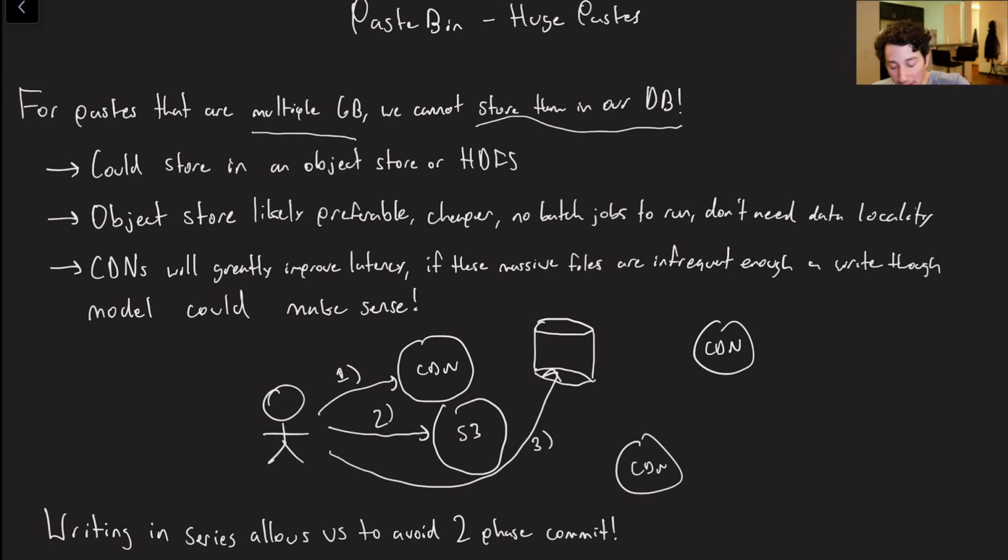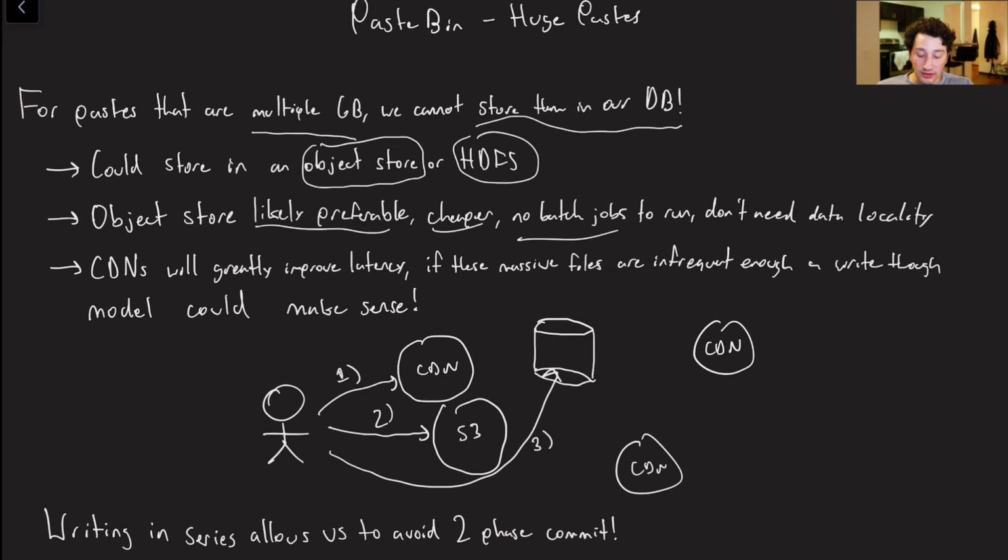So a few options that we have, one of which is storing them in HDFS, which we probably shouldn't do because it's generally more expensive, especially considering that we don't need the data locality of being able to run batch jobs where our pastes are stored because there's no batch jobs to actually run on them. We're literally just storing them and then returning them. So in my opinion, something like an object store like Amazon S3 would make a whole lot more sense. So, like I mentioned, likely preferable, cheaper, no batch jobs, blah, blah, blah. You just heard me say it.